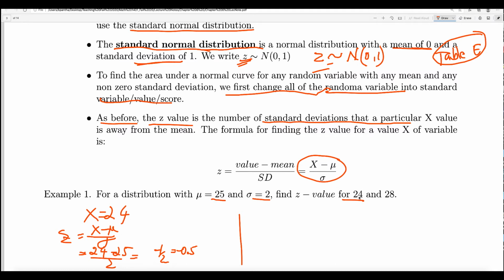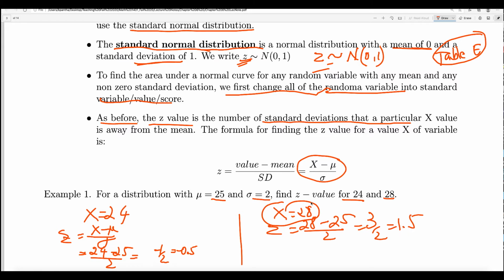Now let's find out for 28. So x equals 28. What is g? g is x minus mu over sigma, that is 3/2, that is 1.5. What does that mean? That means this particular x value is 1.5 standard deviations above the mean. What is 1.5 standard deviation?